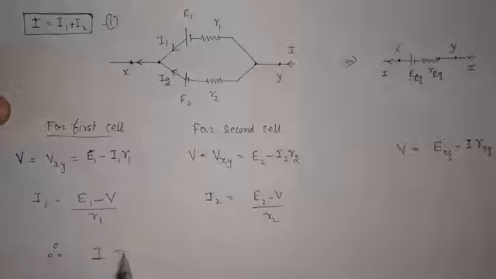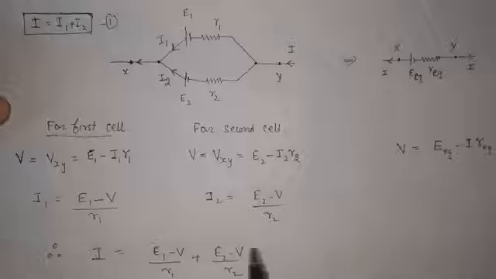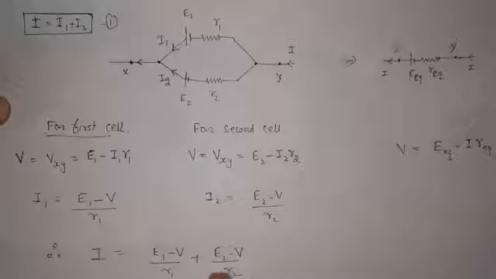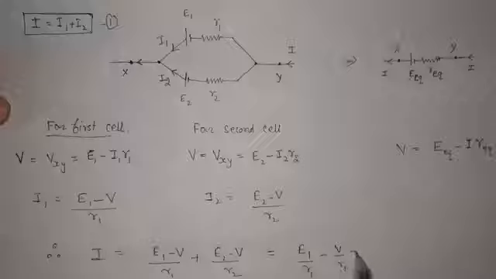So I is equal to I1 plus I2. It is E1 minus V upon R1 plus E2 minus V upon R2. Okay, and on simplification, separate their denominators. So when you separate the denominator, it will become E1 by R1 minus V by R1 plus E2 by R2 minus V by R2.